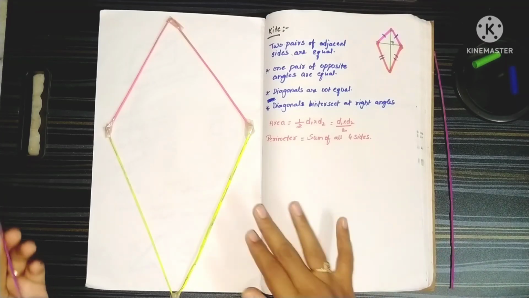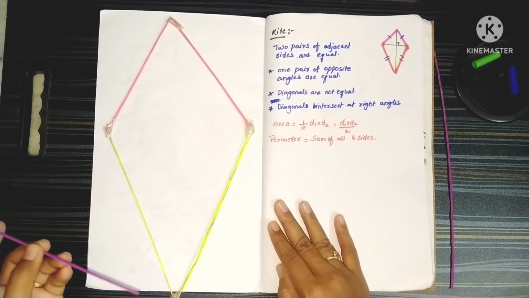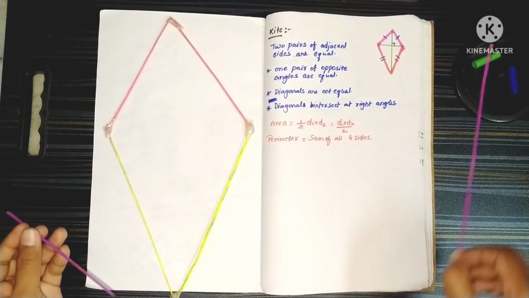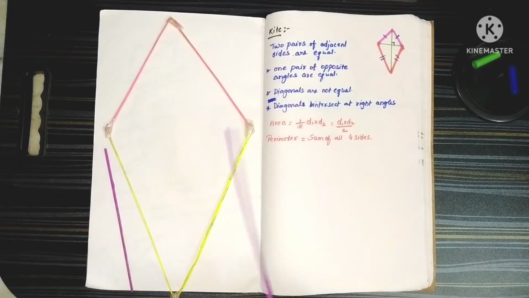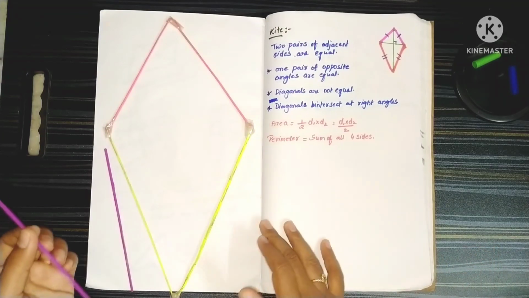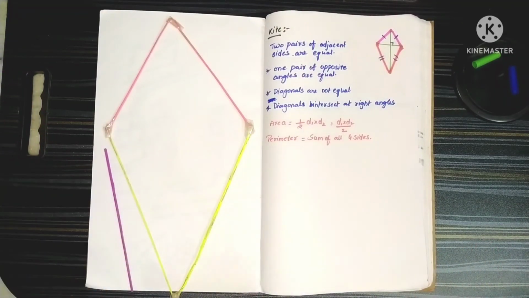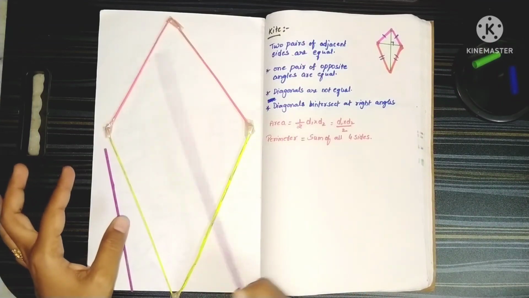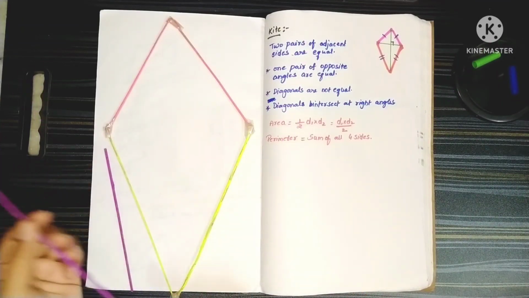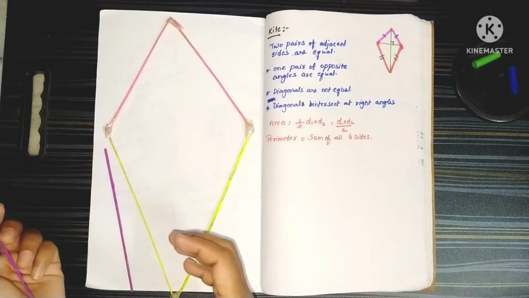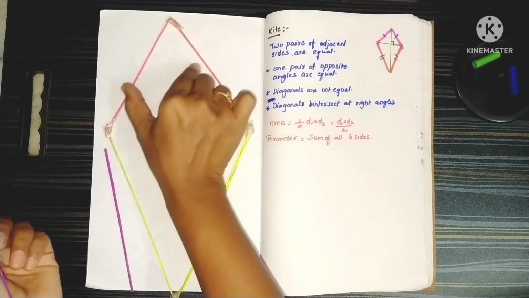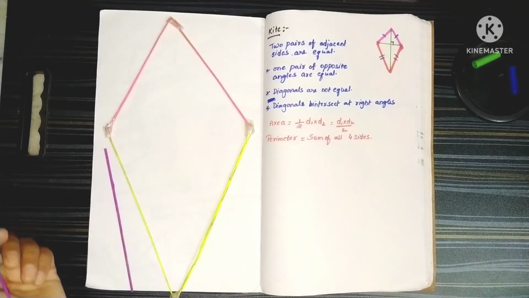Next type of quadrilateral is kite. Students, you know kite, right? Patang. Kites are generally flown at festival time. Same kite here also. Here two pairs of adjacent sides are equal. Adjacent means side by side. The sides that are side by side are equal in a kite.